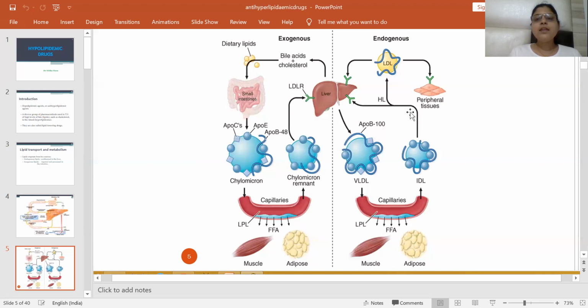And IDL is again taken up by the liver, or it gets converted to LDL, and it is taken up by the peripheral tissues like adipose and muscle tissue. And this is the endogenous pathway of the liver. These are the two pathways by which the metabolism of the lipids takes place in the body.